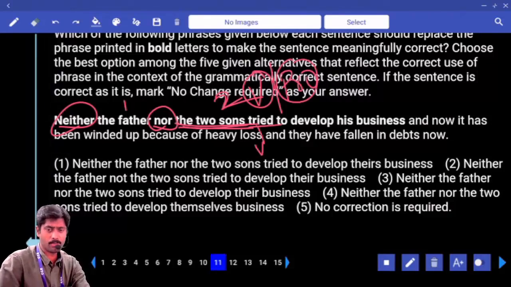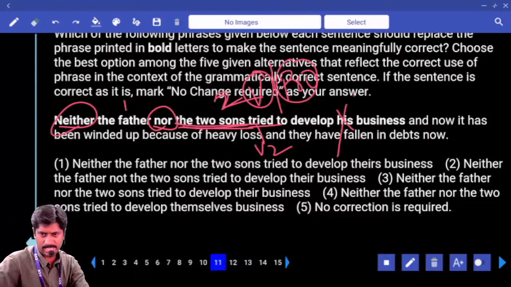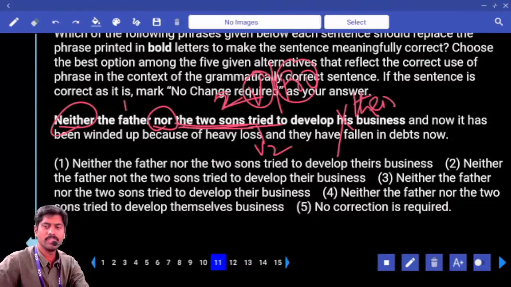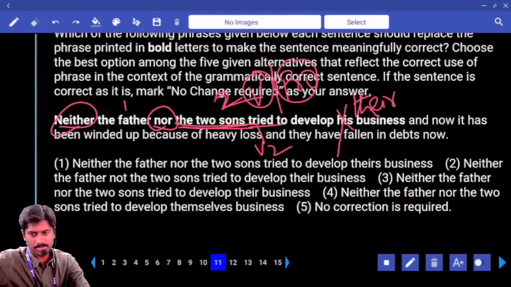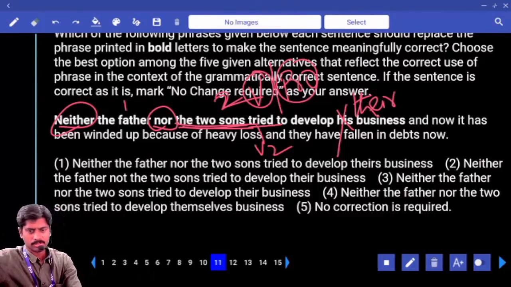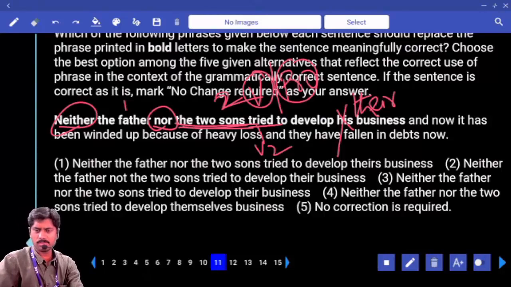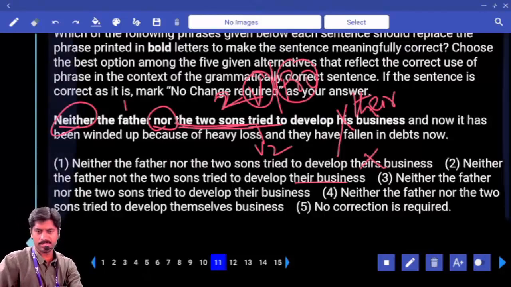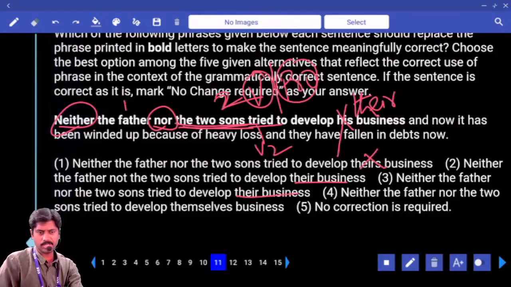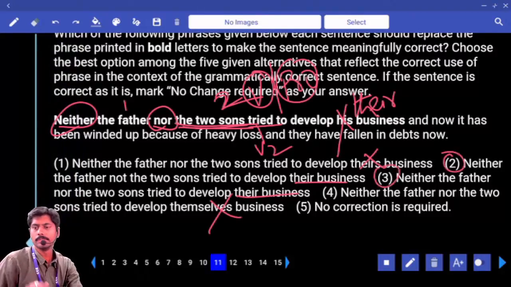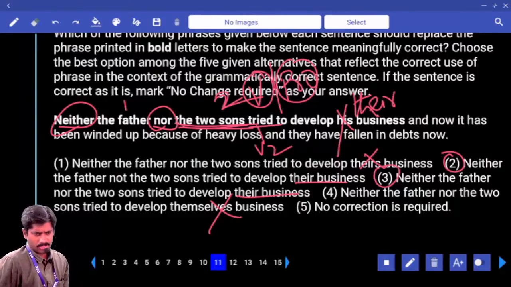Tried, V2, no problem. His business, wrong. Second subject is sons. Their business. To develop their business. So, theirs business, wrong. Their business, okay. Themselves business, wrong. Answer 2, 3. Neither the father nor the two sons try to develop their business.